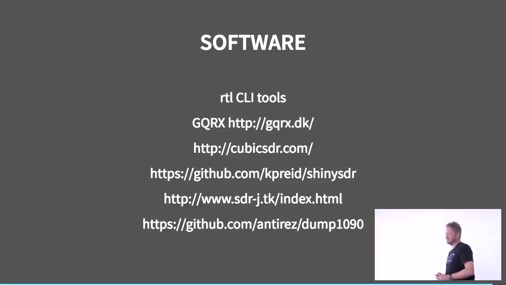Also, most modern Linux distributions will have access to the GQRX software, which is a nice GUI interface to a software-defined radio receiver. And if you want it for other operating systems, you can get it from gqrx.dk. My current favorite, I think, of the software for running on a Linux machine for software-defined radio is Cubic SDR, and it's a really nice GUI application for doing SDR, and I have it there to demonstrate. But I would like to have shifted to doing that, but I might just fire it up in a sec anyway. And I'm also quite liking Shiny SDR, and Shiny SDR is one which is a client-server application.